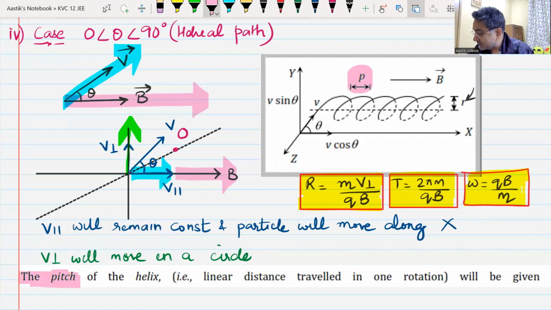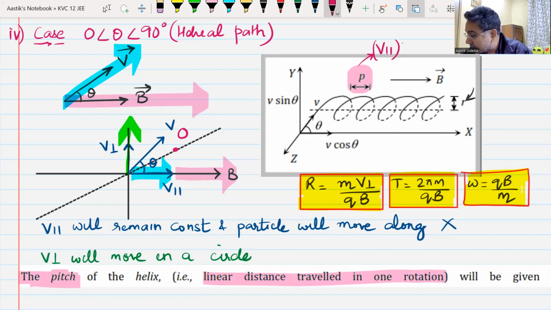The pitch of the helix is the distance traveled by the helix in one rotation. And how do you find this distance traveled by the helix in one rotation? You multiply this v parallel by the time period. Do we understand this? Yes, sir. Everyone has understood this helical path? Now I shall give you 2 minutes to note down whatever things are there. If you don't understand anything, please let me know.